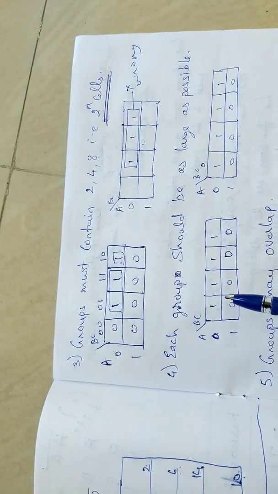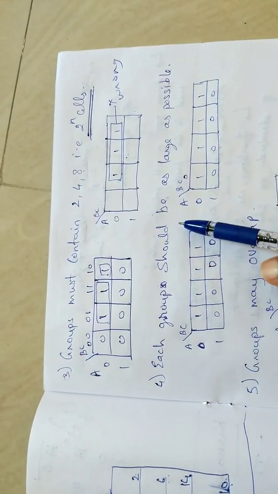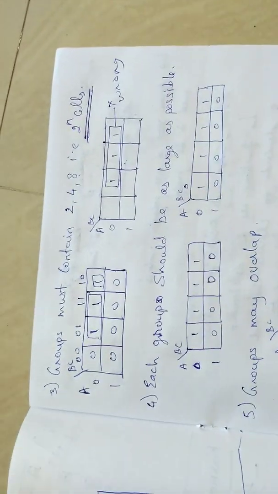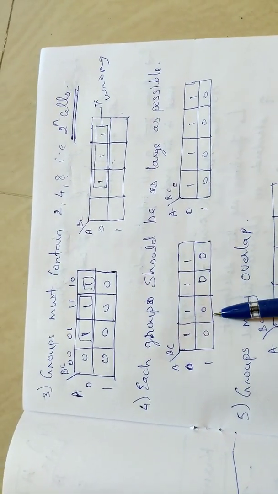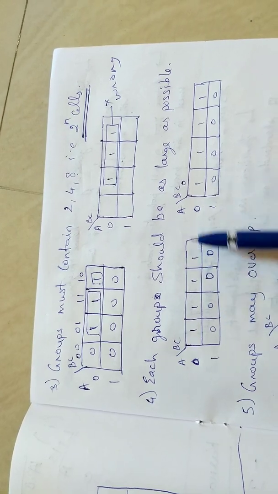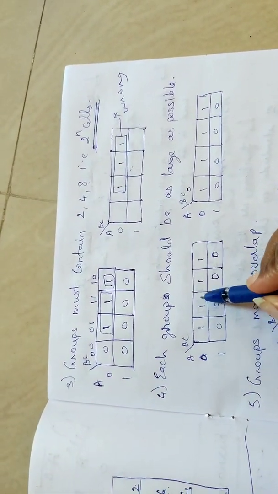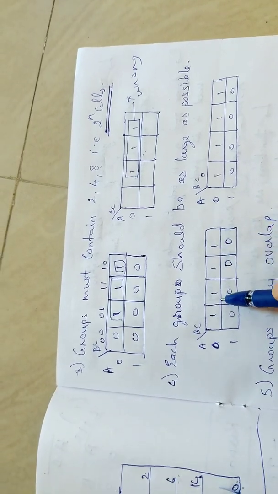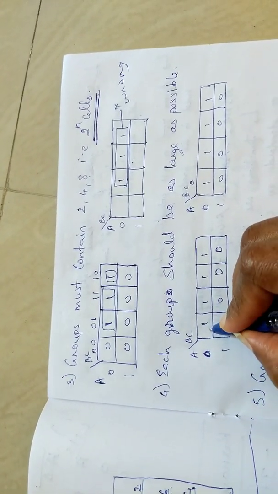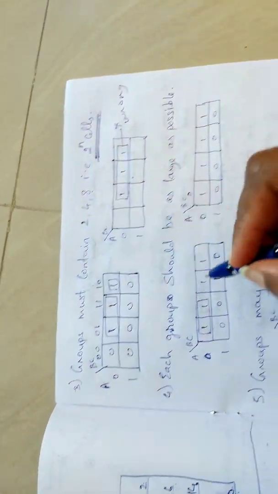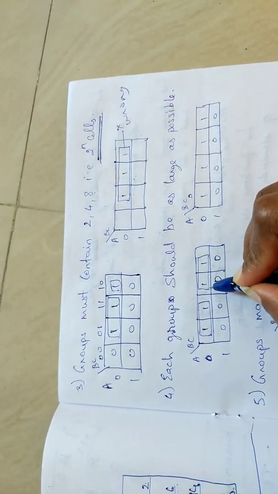Come to your fourth one. Each group should be as large as possible. What is that, as large as possible? Same example I have taken. Here, as much as large as possible. If you see here, I can make a group like this of 2 and then one more 2. Or I can make a group like this, because the group should be either 2 or 4. Okay, this is also correct.